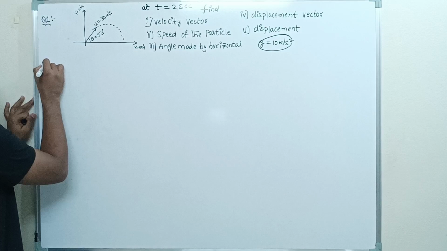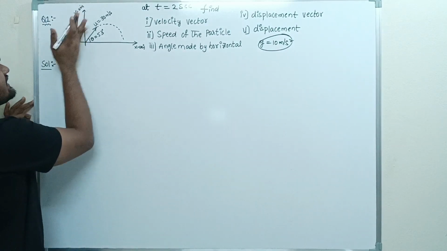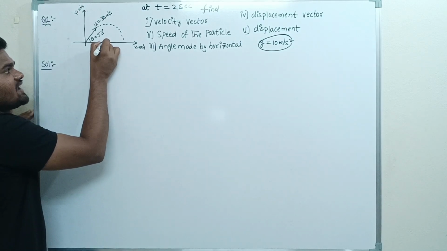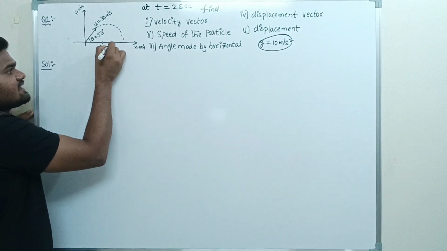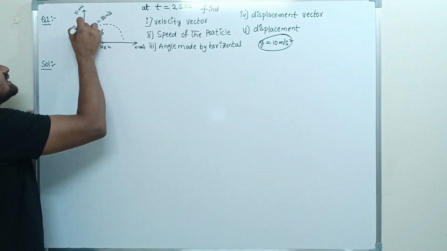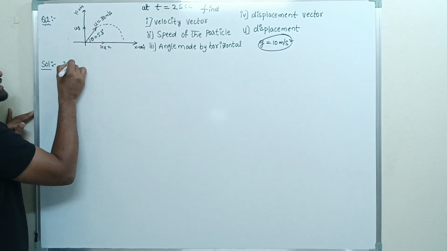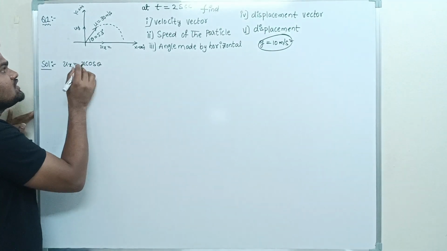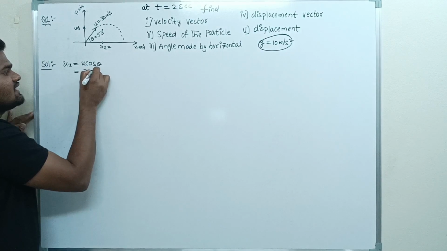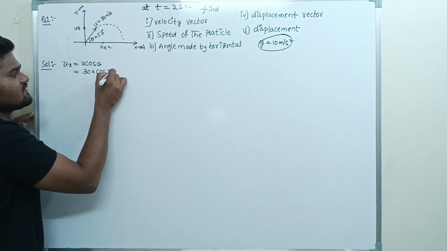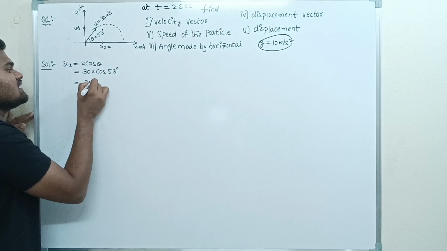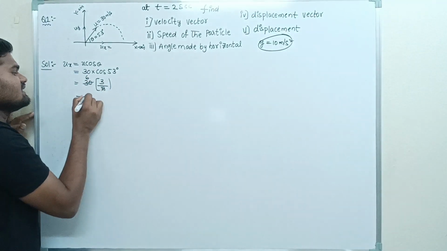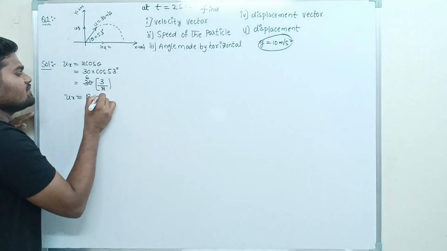Have a look. Solution. This object is projected by making an angle 53 degrees with the horizontal. First, we have to find the initial velocity along x direction and along y direction. So ux is equal to what? ux is equal to u cos theta. The initial velocity is 30, cos theta, theta is 53 degrees. Cos 53 value is 3 by 5. So 5 ones are 5, 5 sixes are 30, 3 sixes are 18. So ux is equal to 18 meter per second.